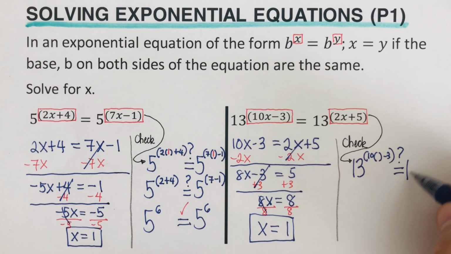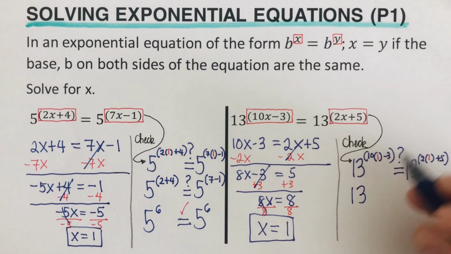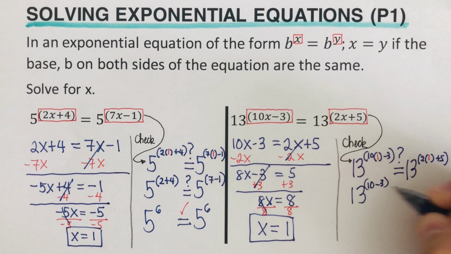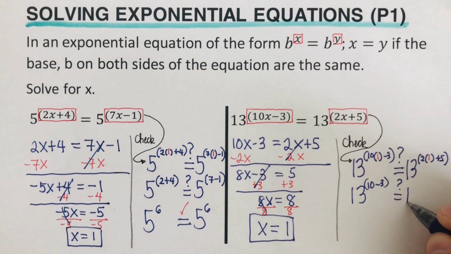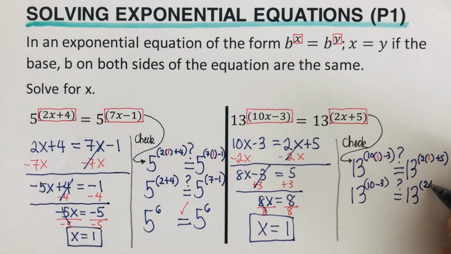That is 13 to the power, that would be 2 times the x that we got, and then plus 5. So let's put in the x. Again, our x value is 1, so I put 1 right there and 1 right there. So then we have 13 to the power 10 times 1 is 10, minus 3. Is that equal to 13 to the power, that's 2 times 1 is 2, plus 5?